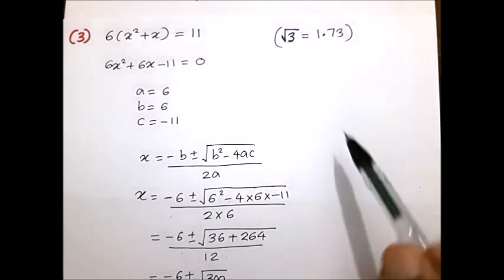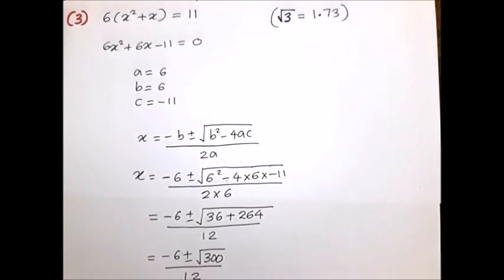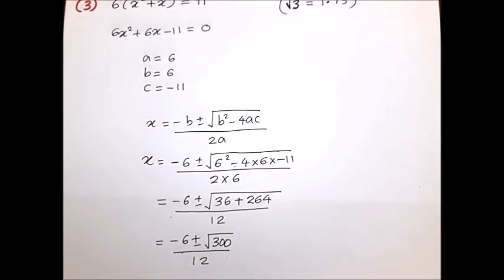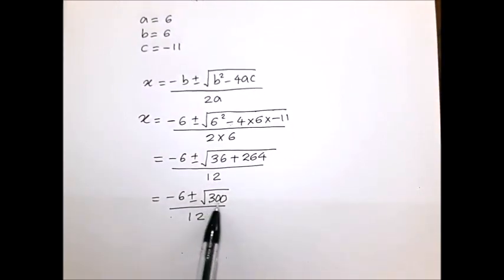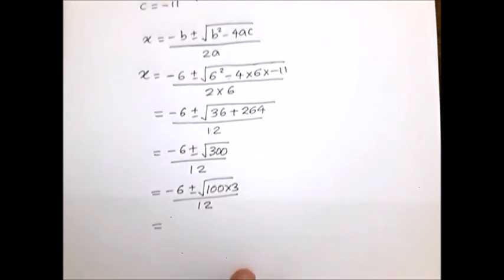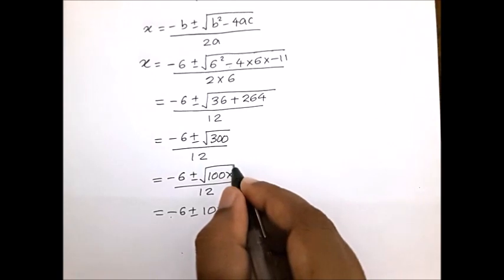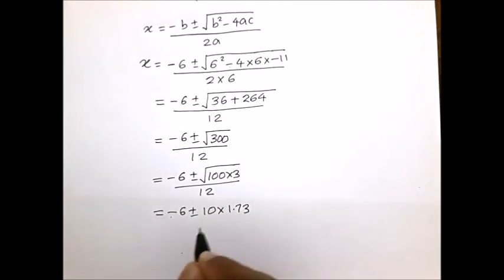Here at the beginning, the square root of 3 is given. Square root of 3 equals 1.73. So you have to arrange this one into square root 3. Write this as a square number and another number. What is the square number here? 100. 100 multiplied by 3. And take the square root of 100. It is 10, and the square root of 3 is 1.73.